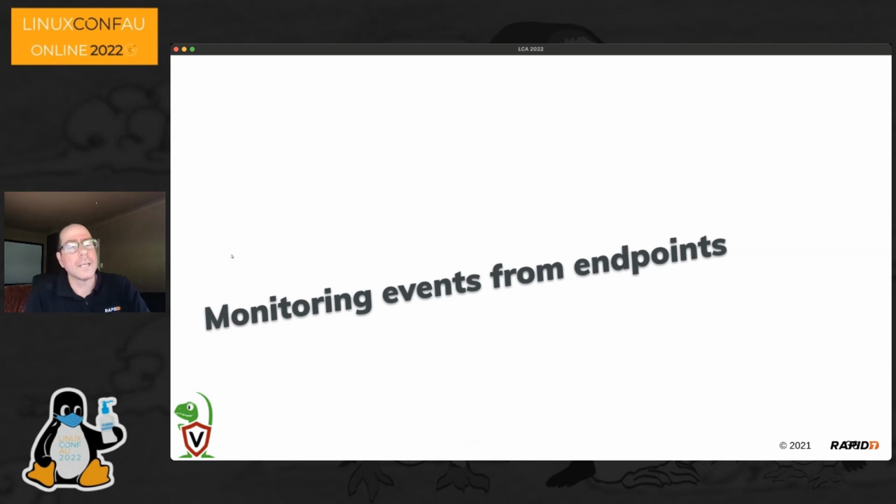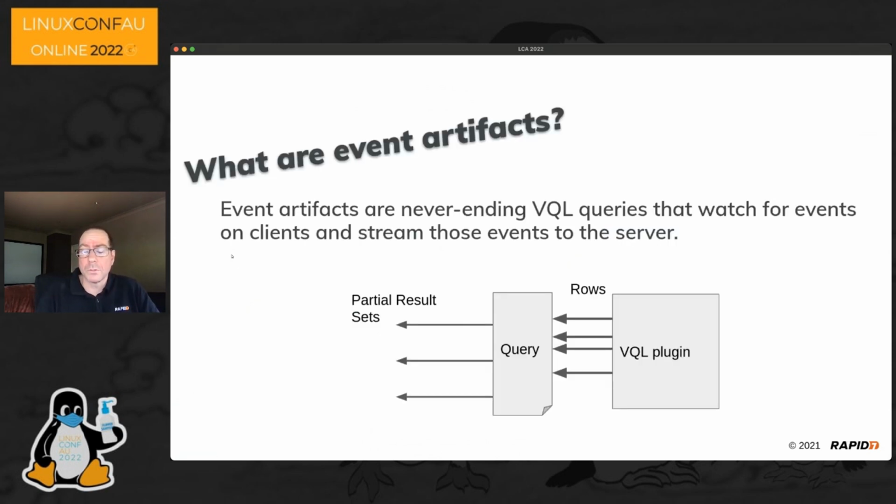So in the last 5 minutes, I just want to show you guys another cool feature in Velociraptor, which is about monitoring events from the endpoints. Normally when we run a query, we talked about VQL, and you can see it's really quick, and it finishes and gives you a table. But it doesn't have to finish, right?